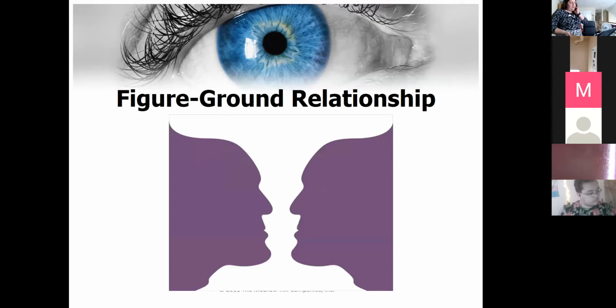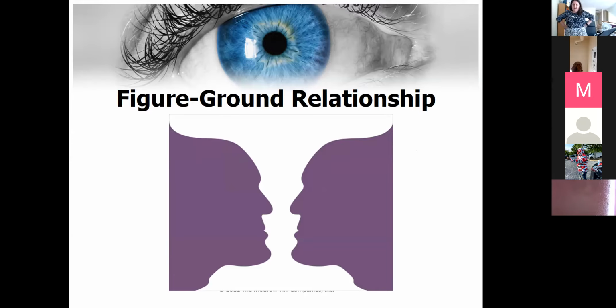So here is figure and ground, right? This is a pretty familiar optical illusion probably for most of you. And depending on what you choose to focus on determines what's the figure and what's the ground. So the figure might be the purple piece for you, and then that is two faces, right? But if the figure becomes the white piece, then all of a sudden you have a vase, if you want to be fancy, right? So what we choose to make the figure is going to influence what we perceive.